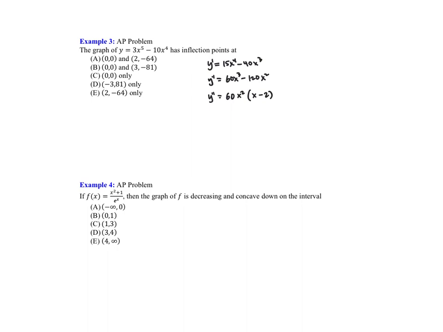Okay, I'm going to make a general... no, I won't do that yet. Let's do this. Let's graph this thing, right? We want to know where y double prime is equal to 0 and changes sign. So let's set this equal to 0. Clearly, this would equal 0 when x equals 0 and x equals 2. So let's graph the second derivative, y double prime. Okay, here's y double prime.